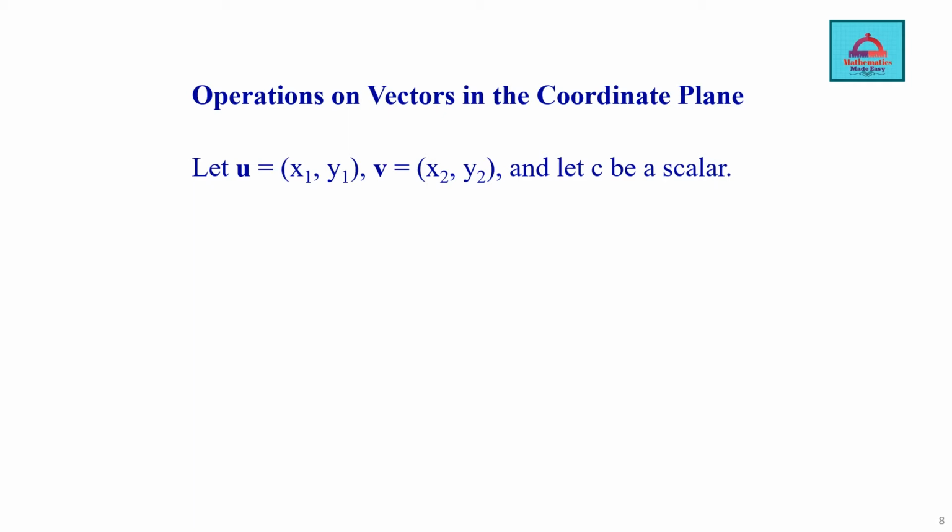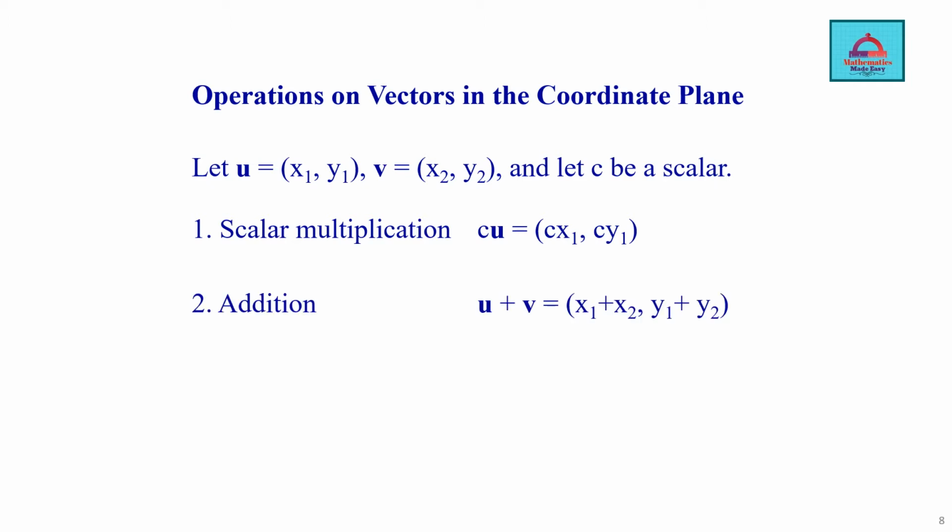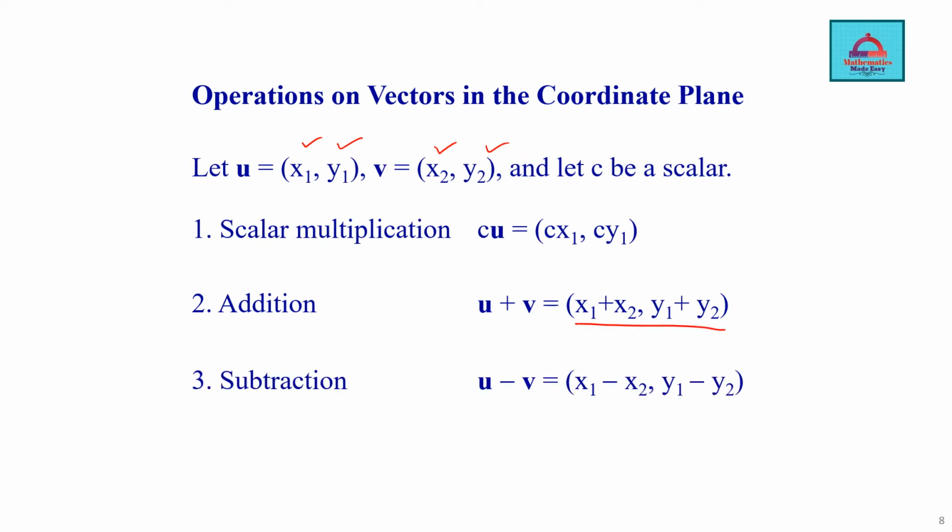Operations on vectors in the coordinate plane. If you are given the components x1 comma y1, x2 comma y2 and a scalar, then scalar multiplication means it is distributed on the components. So c times u is c times x1 comma c times y1. Similarly, addition means you are just adding the components. So x1 will be added to x2, y1 will be added to y2.